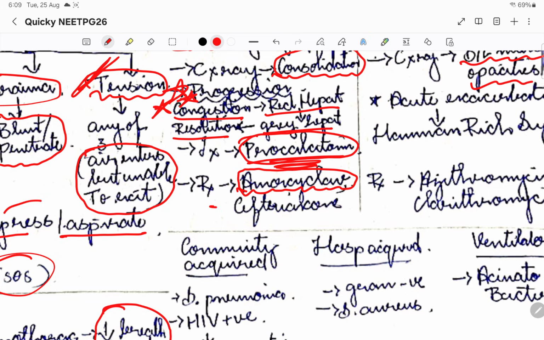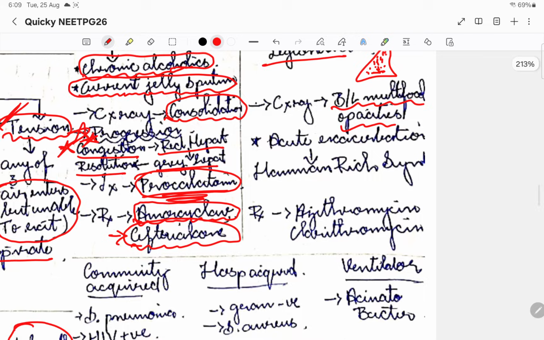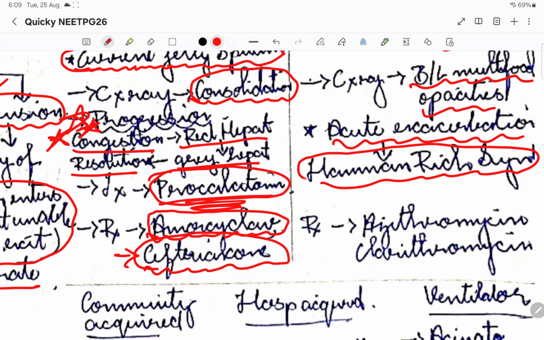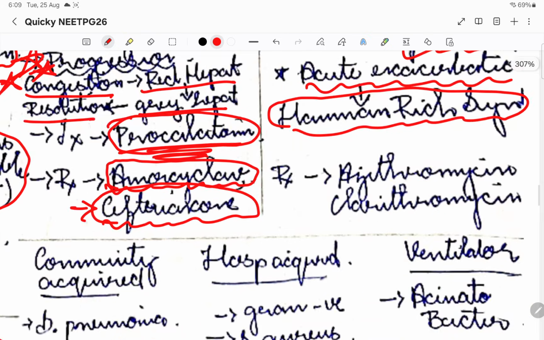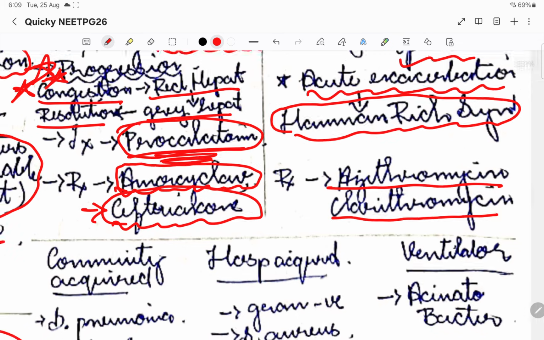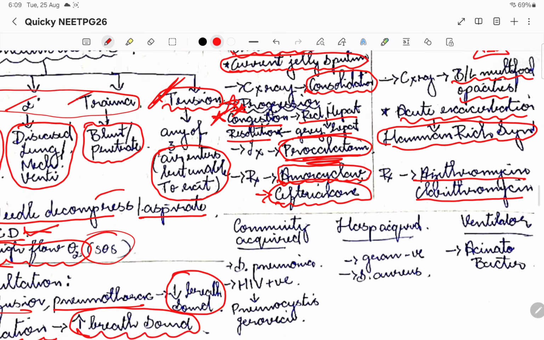Then for IP management, it is going to be ceftriaxone. Coming to atypical pneumonia, there is acute exacerbation, called Hamman-Rich syndrome with respect to atypical pneumonia. How are we going to manage? On OPD basis, it is going to be azithromycin and clarithromycin. In atypical exacerbation, it is again going to be ceftriaxone and other third generation cephalosporins, and also we are going to give higher level drugs like carbapenems and meropenem and all these things.